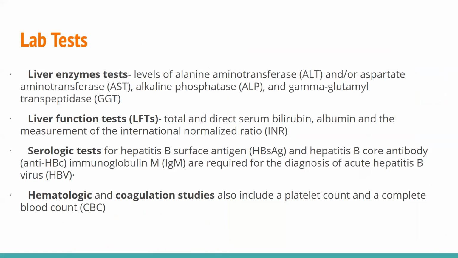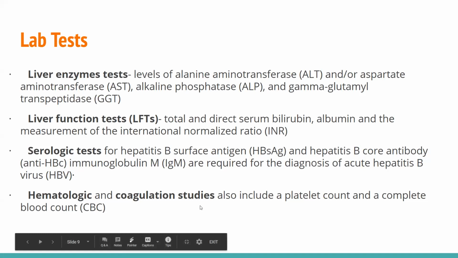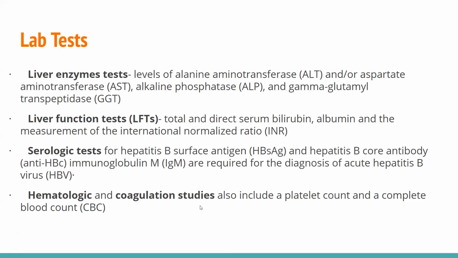So the laboratory evaluation of hepatitis B virus generally consists of liver enzyme test, liver function test, serological test, and hematologic and coagulation studies that include a platelet count and a complete blood count. The liver enzyme test includes the levels of alanine aminotransferase, aspartate aminotransferase, I will continue na lang, Doc.